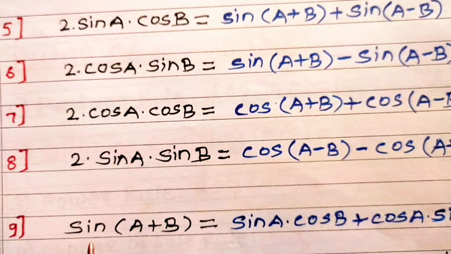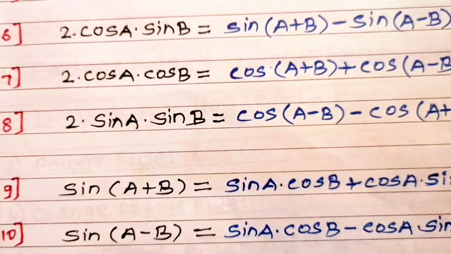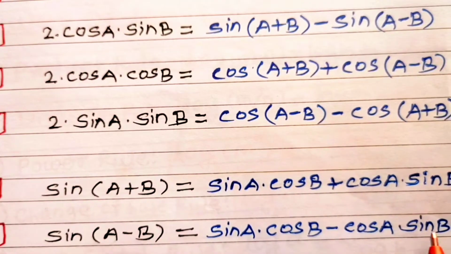Formula number 9, sin of (A plus B) is equal to sin A into cos B plus cos A into sin B. Formula number 10, sin of (A minus B) is equal to sin A into cos B minus cos A into sin B.